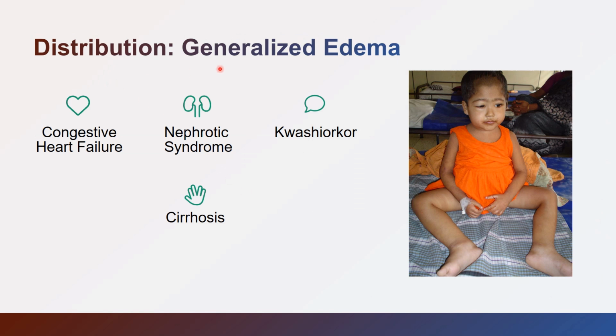And distribution can be generalized. If it is generalized, you have to think of congestive heart failure in the heart cause. It can be nephrotic syndrome. It can be kwashiorkor, that is a protein energy malnutrition. It can be a liver cause like cirrhosis.